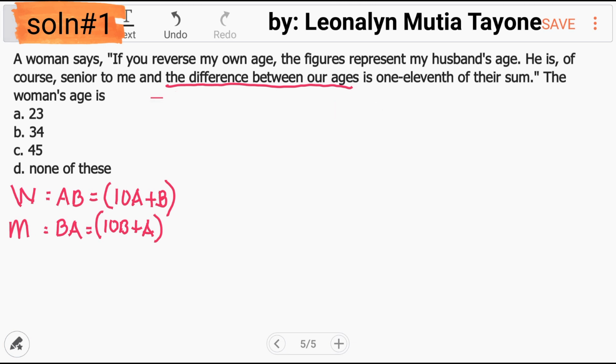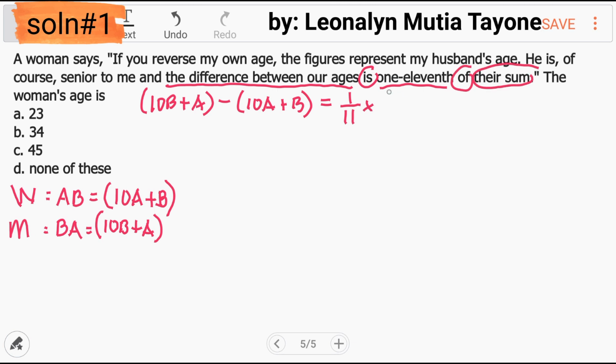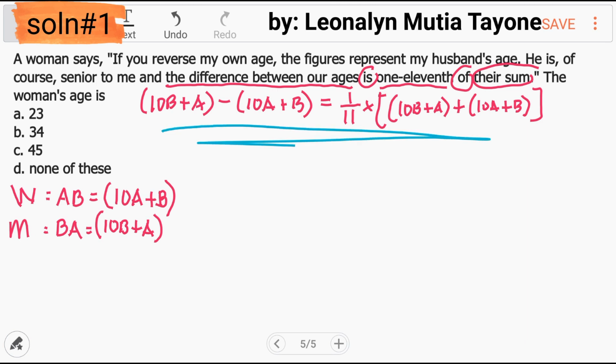I-rewrite ko lang. So, that is 10B plus A minus sa edad ni babae na 10A plus B. Ang is equals yan siya 1/11th, that is 1 over 11, ang of multiplication, their sum. So, sum daw dito sa 10B plus A plus 10A plus B. Ito na yung equation sa problem na ito.